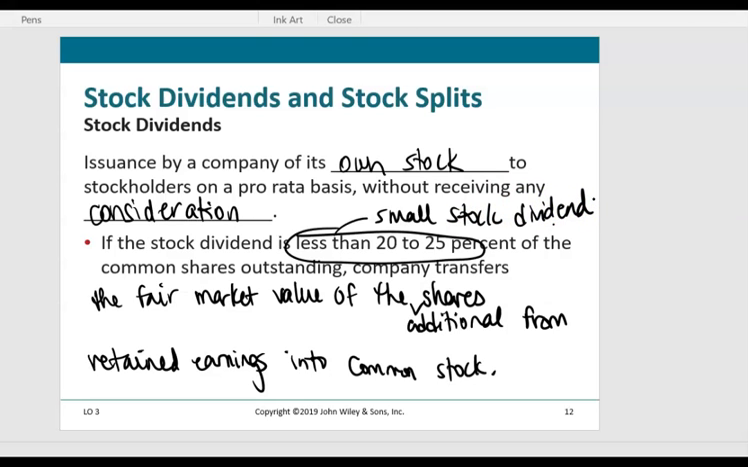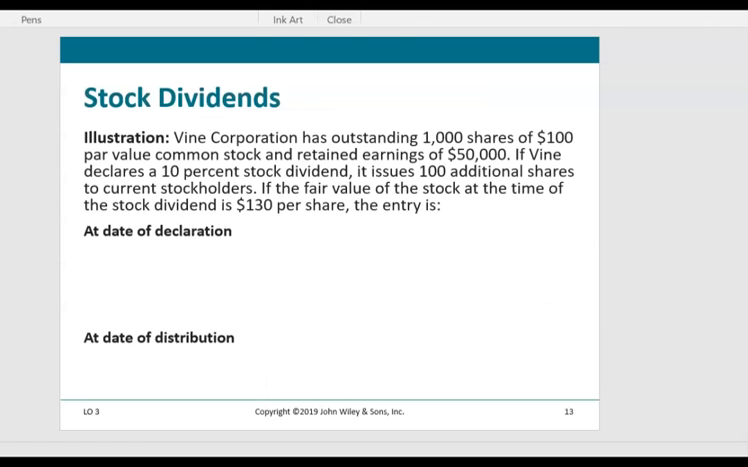Before we do, let's look at an example of a small stock dividend and the accounting treatment. Vine Corporation has outstanding 1,000 shares of 100 par value common stock and retained earnings of 50,000. If Vine declares a 10% stock dividend, it issues 100 additional shares to current stockholders. We just say the number of shares before the dividend times the amount of the stock dividend of 10%.